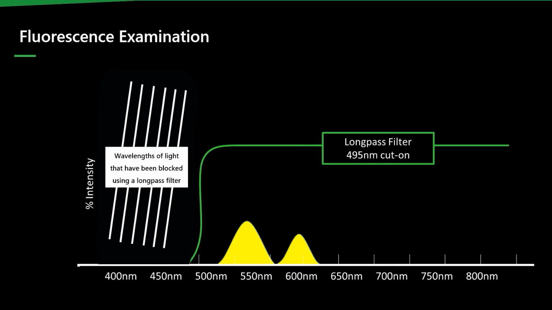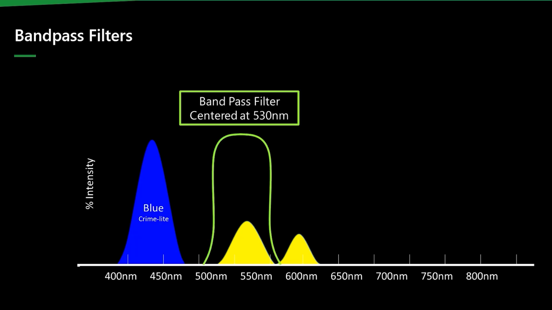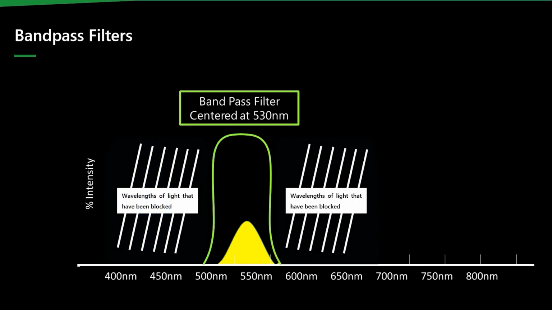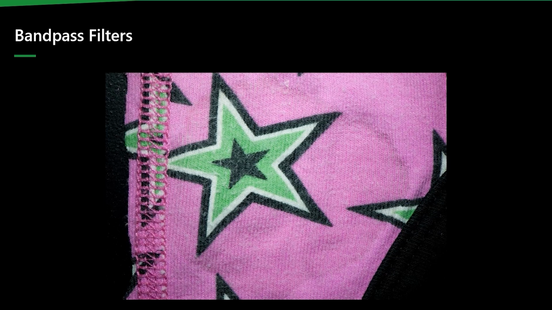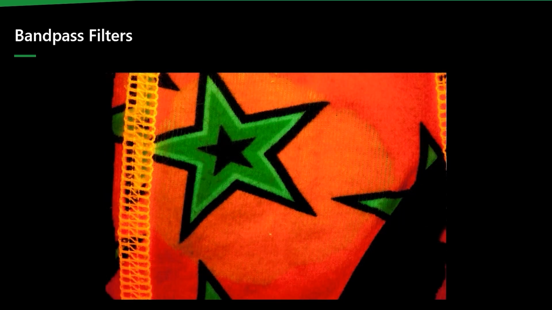But sometimes we don't have very good contrast, due to perhaps weakly fluorescent evidence or maybe a fluorescent background that's interfering. In cases like that, we can try using a bandpass filter to enhance the contrast of what we're looking at, and hopefully that means we can see our evidence much more clearly on the surface.